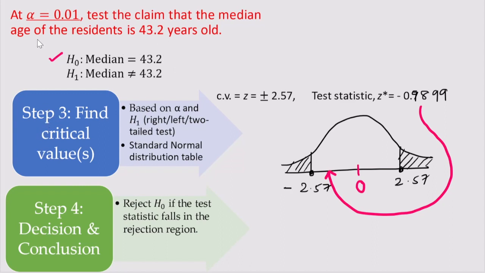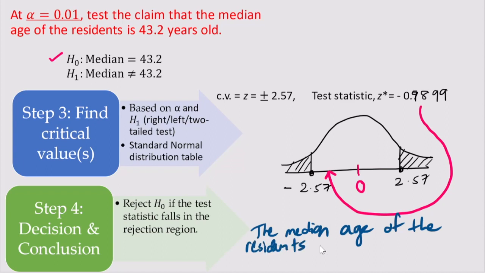Let's answer the question. So at alpha 0.01, test the claim that the median age of the residents is 43.2 years old. Okay, our conclusion would be that the median age of the residents is indeed 43.2.